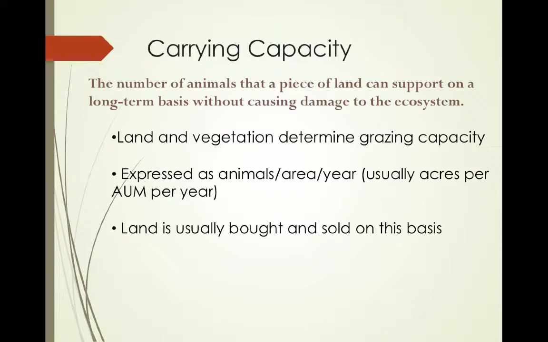So when we're talking about land associated with carrying capacity, that is usually going to be how it actually changes hands. So the real estate portion of that. So if you go online and are just looking up ranches to buy, a lot of times they will have certain AUMs associated with that description of that property.